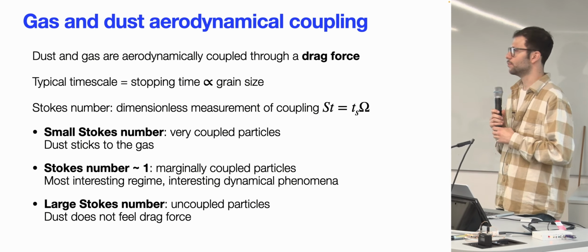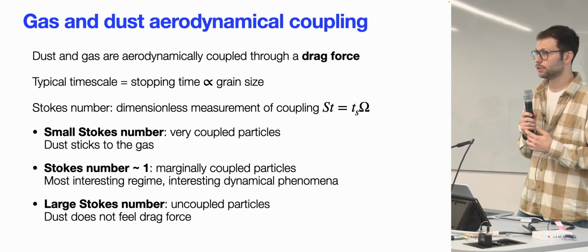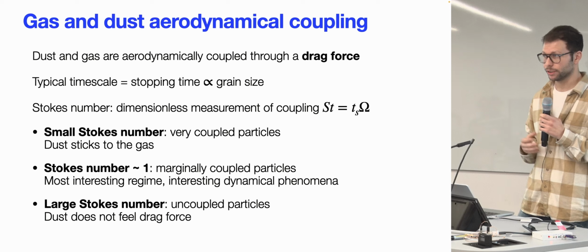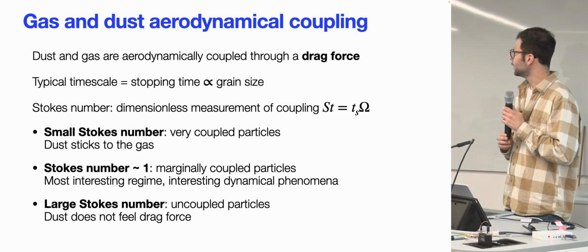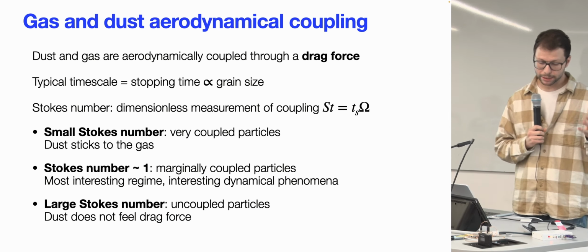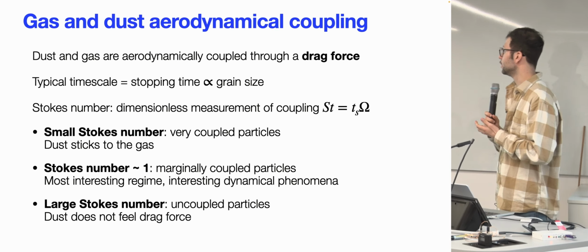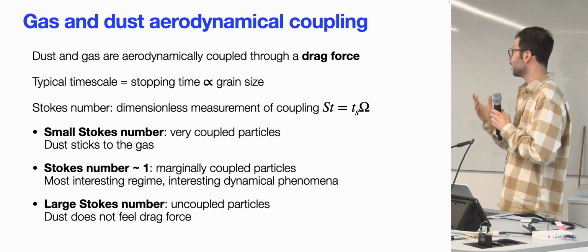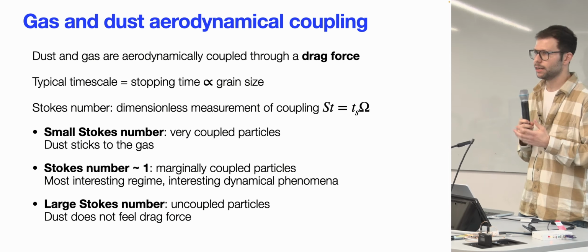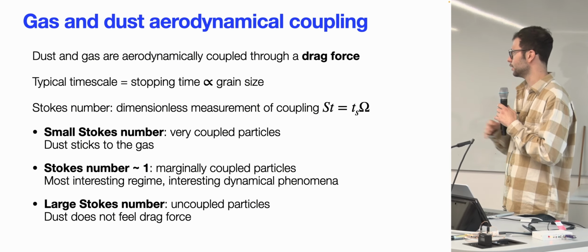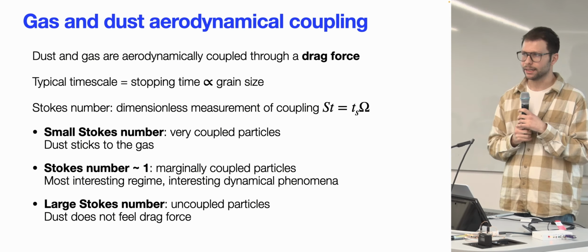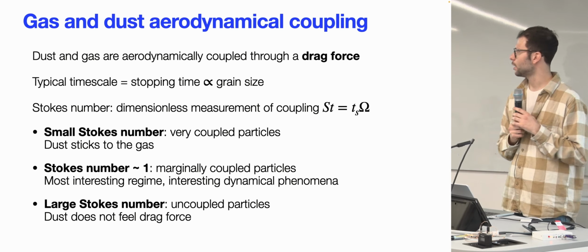And the dust is really important in the process of planet formation, since it allows the formation of rocky planets or planetary cores. And so, as I told you, gas and dust are aerodynamically coupled in protoplanetary disks, and they are coupled through a drag force. And the typical time scale for the drag force to act is called the stopping time. And the stopping time is related to the grain size, so to the physical size of dust particles.